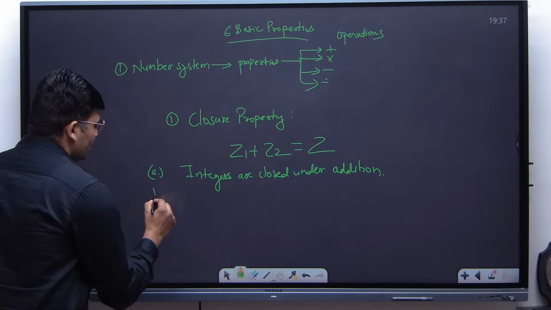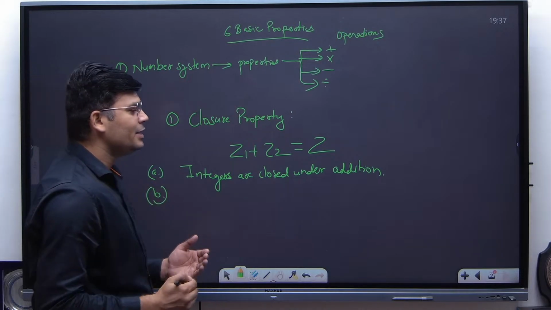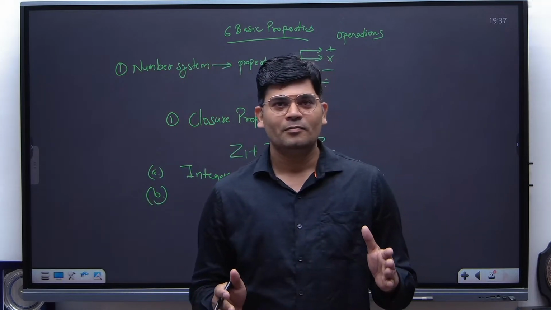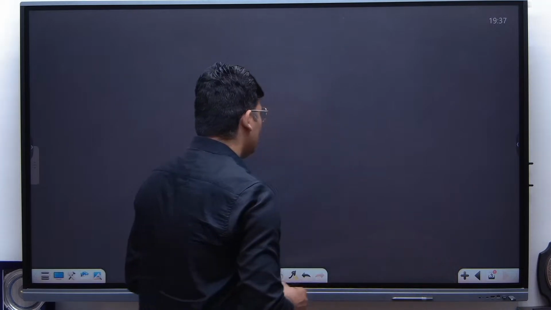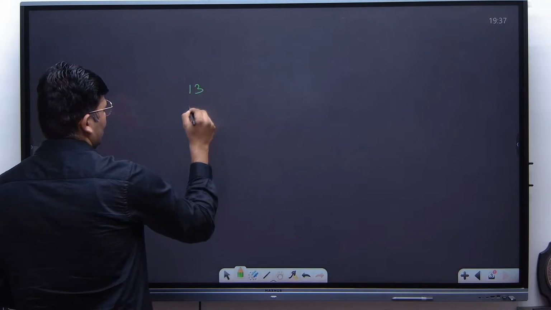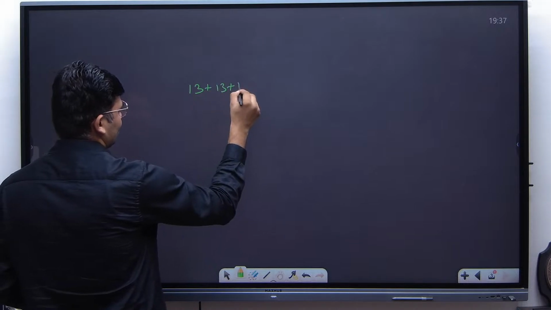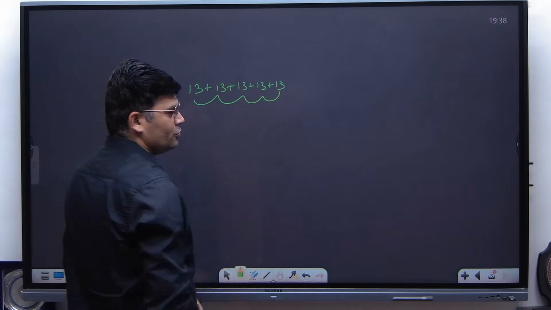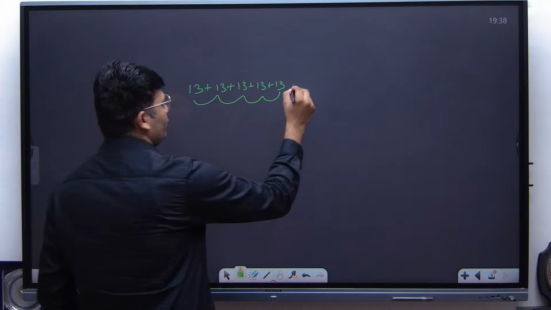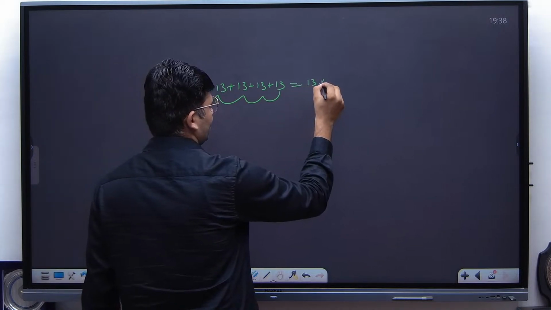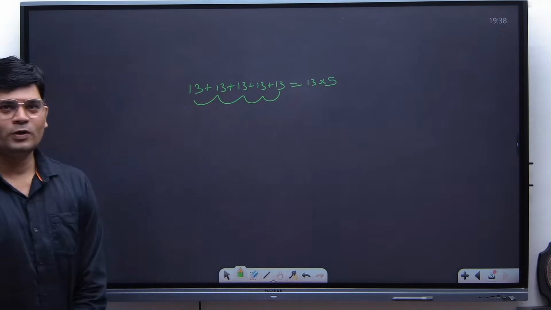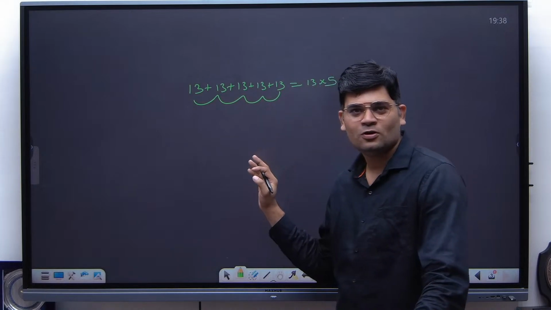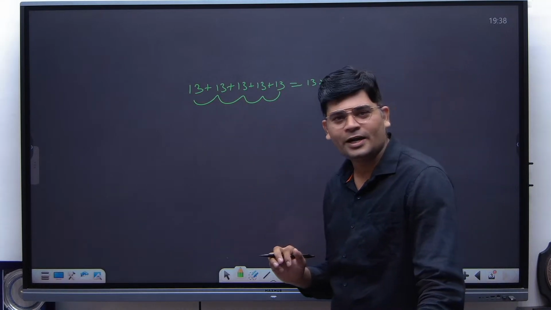Now the second point. We can say that multiplication is a continuous addition. If you don't know, see this. If I ask you to add 13 5 times, will you add 13 5 times, or will you multiply 5 by 13? The second one. So that means continuous addition is also multiplication in mathematics.